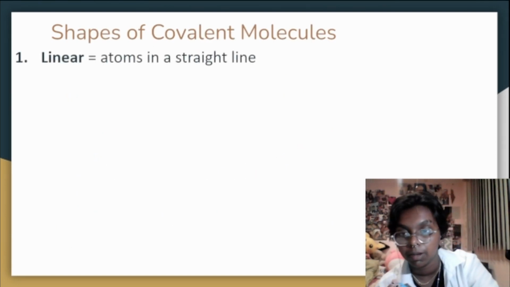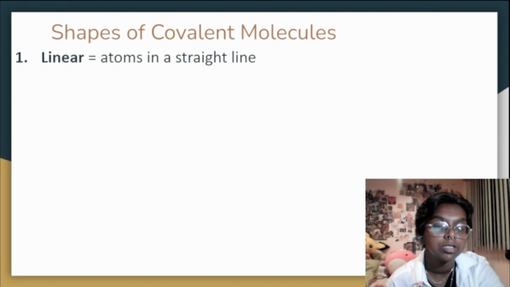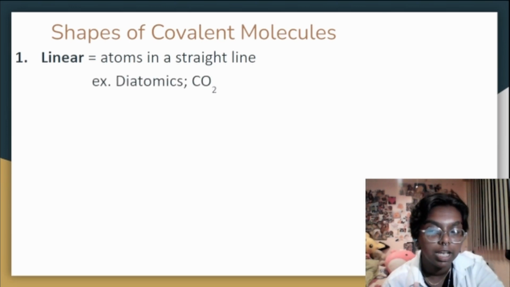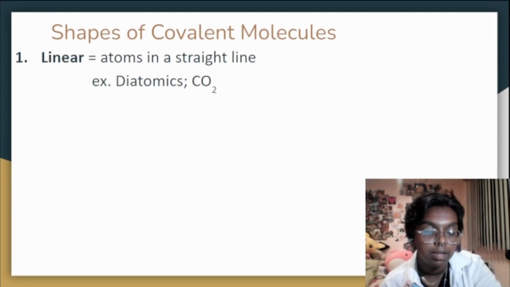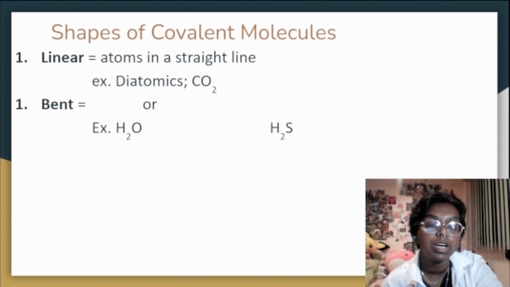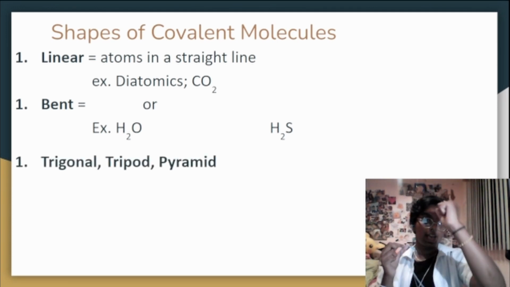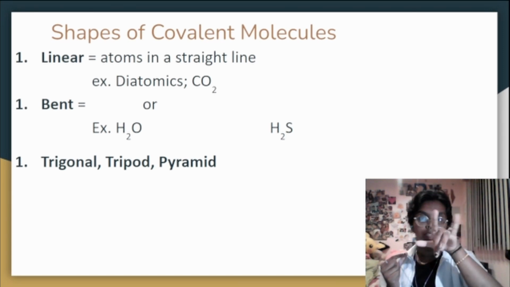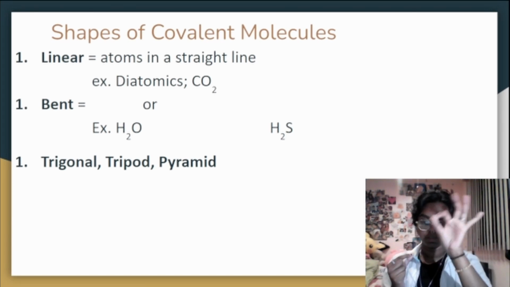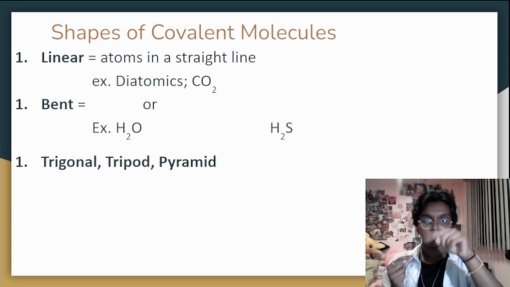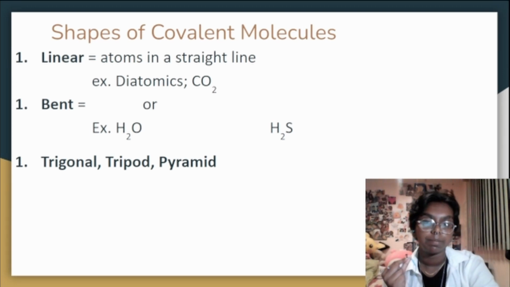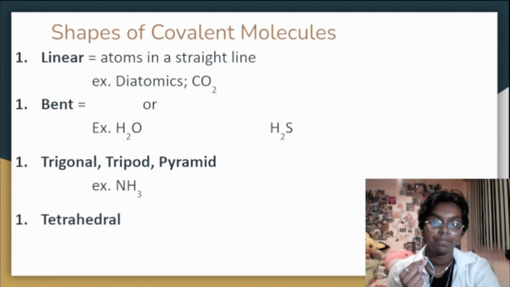So, shapes of covalent molecules. You have a linear shape, which is literally just atoms in a straight line. So you have diatomics, O2, H2, Br2, and you have CO2. Then bent, like H2O or H2S. So pretty much you're going to have one element in the middle. Like in H2O, it would be oxygen in the middle, and the hydrogens are kind of going to bend outwards. Same for H2S. And then you have trigonal pyramidal, a tripod, a pyramid, NH3.